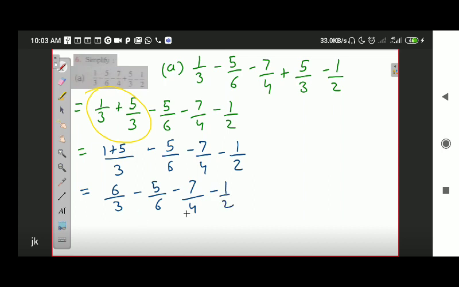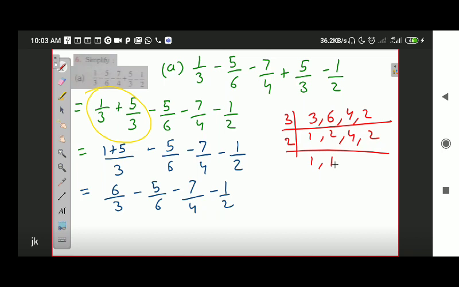I'm not going to simplify 6 upon 3 because the calculation process is still going on. So what we need to do is determine the LCM of 3, 6, 4 and 2. So first of all, 3, 1, 2, 4, 2, 2, 1, 1, 2, 1, and 2, 1, 1, 1, 1. So the LCM is 3 into 2, 6, 6 into 2, 12. LCM is going to be 12.